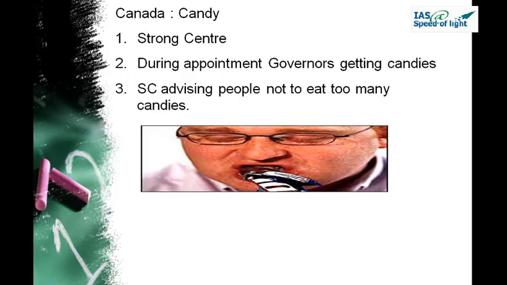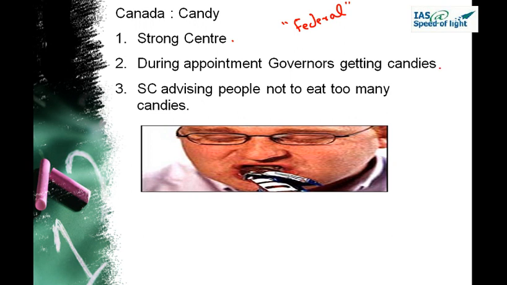Coming to the next country, which is Canada. Canada is candy for us. So the first thing we have taken from Canada is a strong center. This we will understand once we see the federal structure of India. In the federal structure of India, we have a strong center, and we have followed the Canadian constitution. So how will the center be strong? By eating candies. Next, appointment of governors. During appointment, governors get candies.